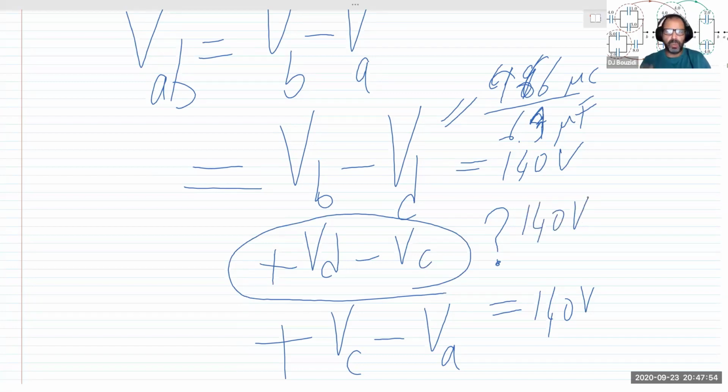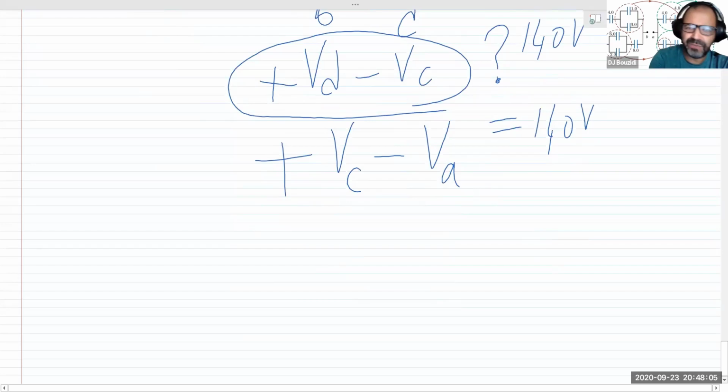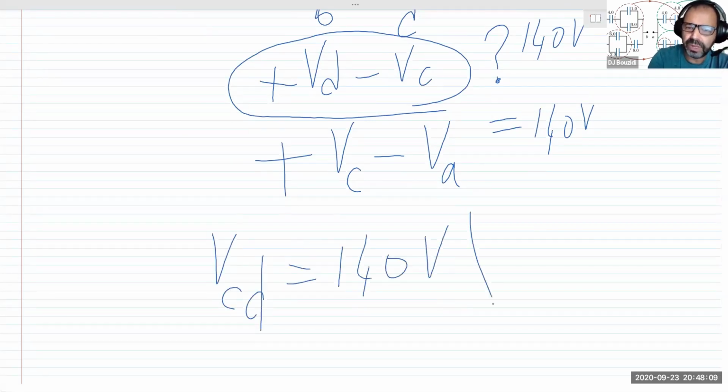Okay? So we know now the answer to the last question. What is the voltage VDA, VDC or VCD? It's 420 volts. Okay? So that's the last question. VCD is 140 volts. Okay?